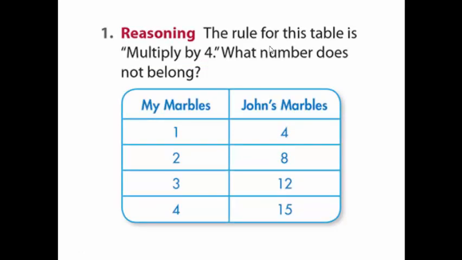In this question, the rule for this table is multiply by 4. This is our rule, and we are following it now. Multiply by 4. What number does not belong? Which number does not belong? It means we have one number that is not correct. We have a mistake. Who can discover this mistake?